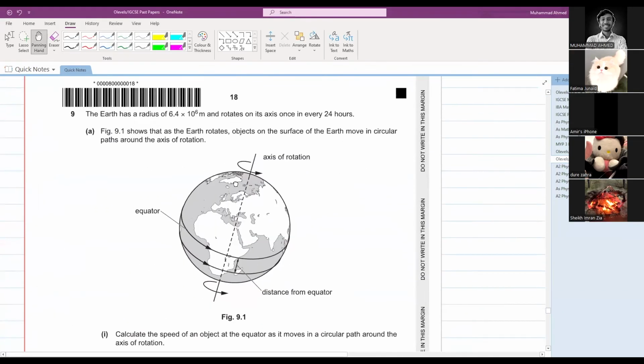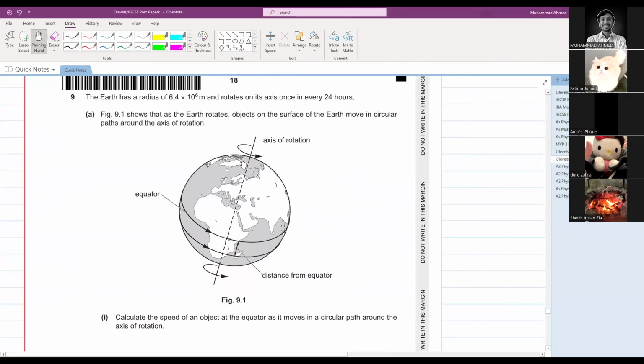क्वेश्चन 9 पे बढ़ते हैं. Okay, let's see this. This is an interesting one. We have an earth diagram here as well. The earth has a radius of this, rotates on its axis once every 24 hours. ठीक है, अर्थ का रेडियस ये है. The time period for rotation about its axis is 24 hours. Figure 9.1 shows that as the earth rotates, the objects on the surface of the earth move in circular paths around the axis of rotation.